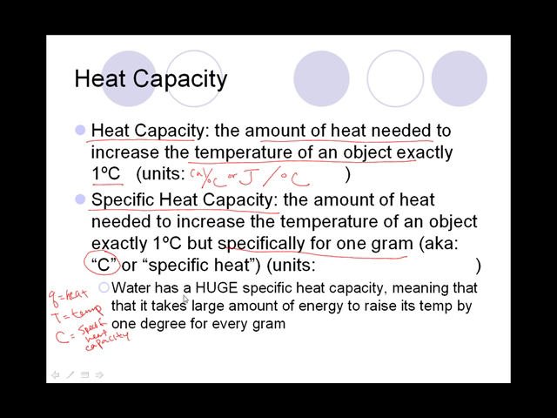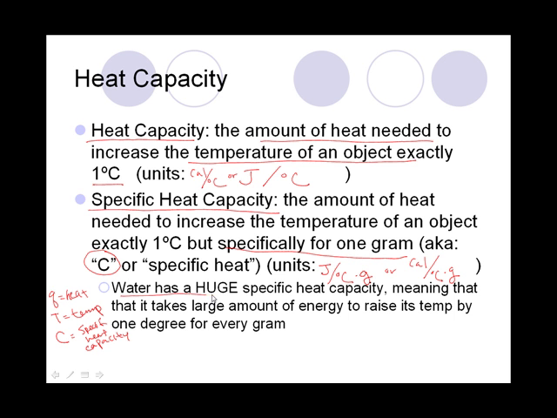And the units for this variable are going to be the amount of energy that is required per every degree Celsius per every 1 gram. So it could also be in calories per degree Celsius per gram. So the grams and the degree Celsius are both in the denominator, and the calories or the joules are going to be in the numerator.